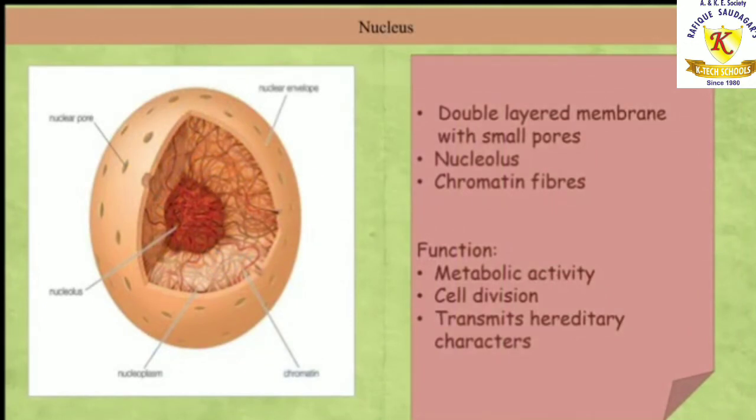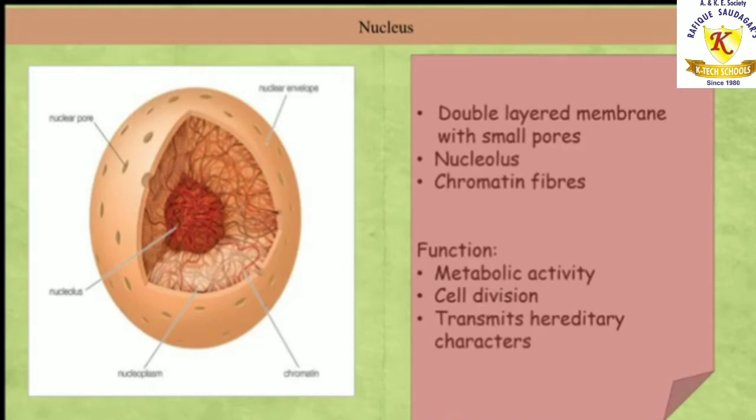So first we will start with nucleus. When observed under the electron microscope, we can see the nucleus covered by a double-layered membrane with small pores. These pores allow the passage of material in and out of the nucleus. Chromatin fibers are present in it, and they are thin thread-like structures which condense to form short thick chromosomes at the time of cell division. Functional segments of chromosomes are called genes.